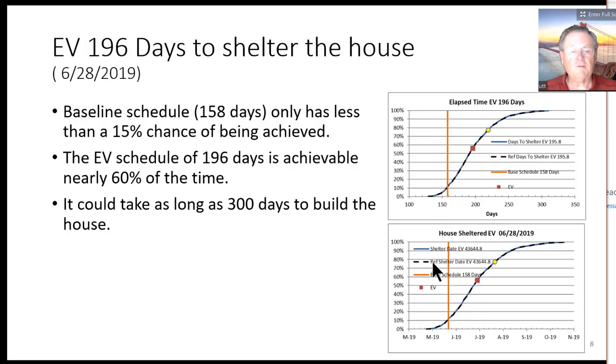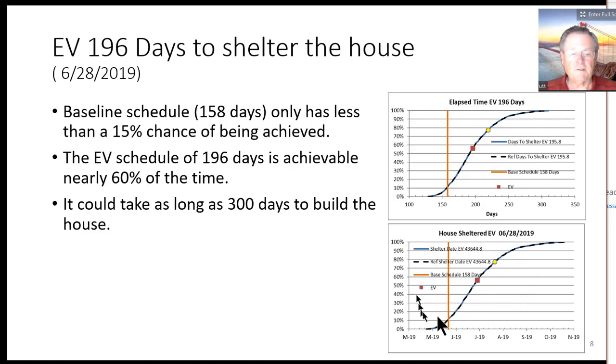So here are the cumulative distribution functions for the elapsed time. Here I've shown it 2 different ways. Here's the baseline schedule of 158 days, and here's the probabilistic one. So the baseline schedule comes out around, let's say, the P15 here. The EV schedule is 196, so here's the EV, 196. But it could take as long as 300 days way out here on this tail end.